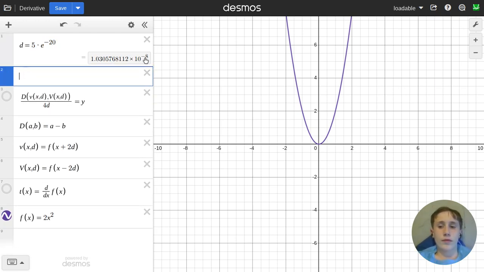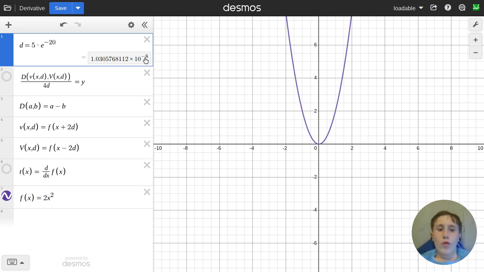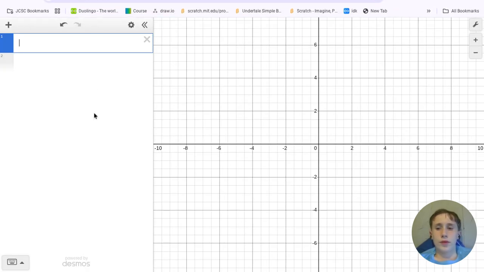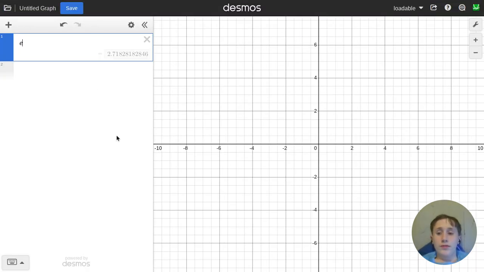So, what else should I go over? Maybe I could go over the limit definition of a few things. So maybe the limit definition of e. So e is 2.71828182846, etc. The method to find how e was actually found was using this formula.